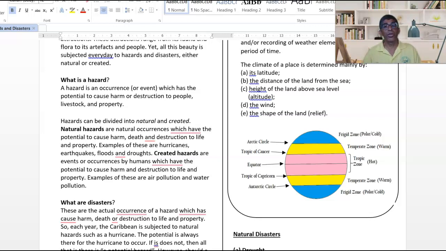Or let me do an easier one. You have containers thrown around the back of your yard. They can catch water, can breed mosquitoes, can cause dengue. We are in the dengue season now. Are you with me, everybody? So the potential is there that we have caused. We are creating it, but it has not yet occurred. And those are created hazards.